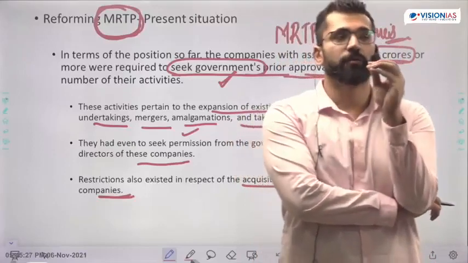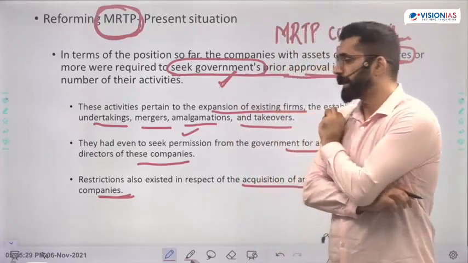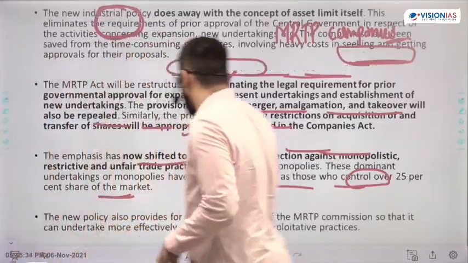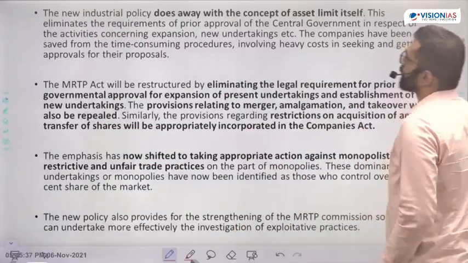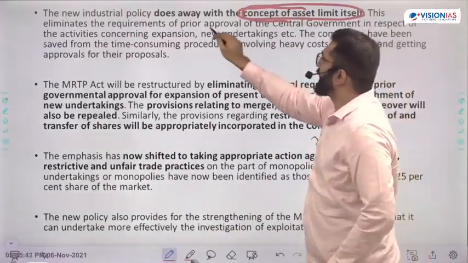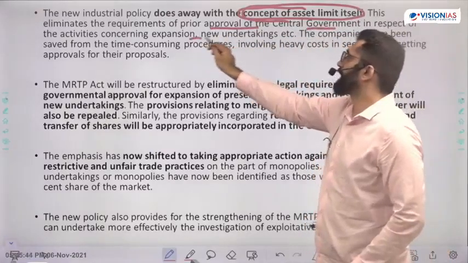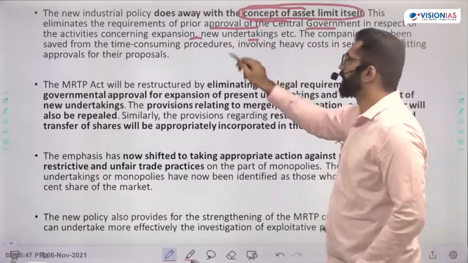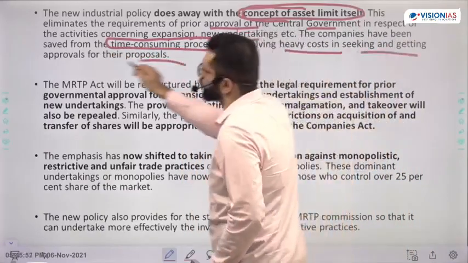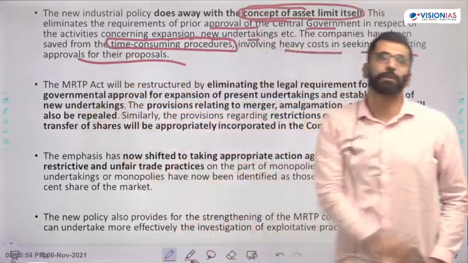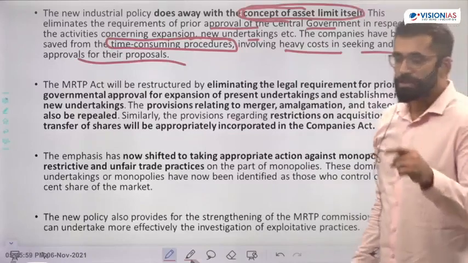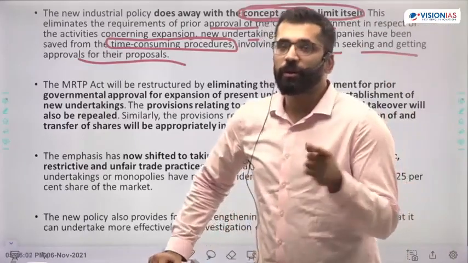Now this was being reformed by the IPR 1991. This limit of 100 crores was removed. It does away with the concept of asset limit. Prior approval for central government in respect of expansion, undertaking, etc. has been removed. The time-consuming procedures, heavy cost in seeking and getting the approval of the proposals, everything done away with. See, MRTP is still there. We replaced MRTP with the competition law later.